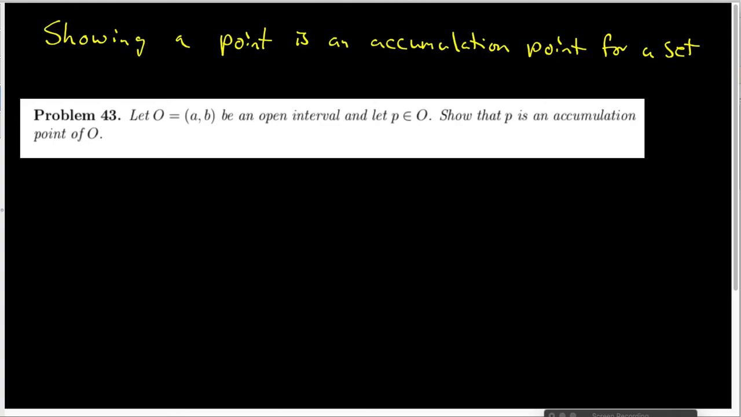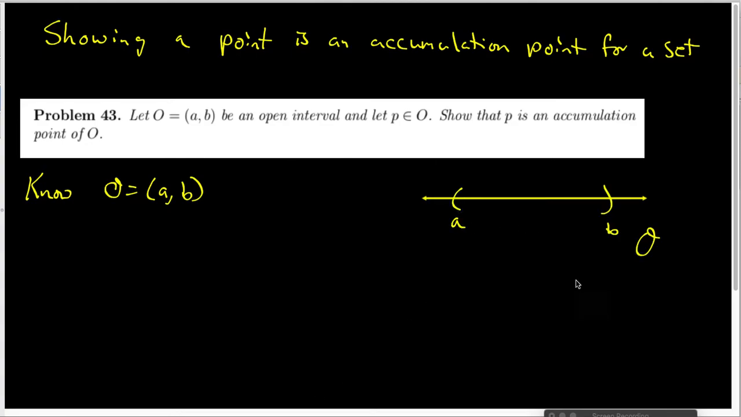What I want to do is start by writing down what I know, and write down what my goal is, and continue illustrating stuff as I go through things. So what do I know here? Well, I know that O is the open interval between A and B, and I can certainly draw that. So there is my number line, and here is A, and here is B, a picture of O. And I know that P is inside O. So I'm going to put P somewhere inside this interval. I'm going to put P right there.